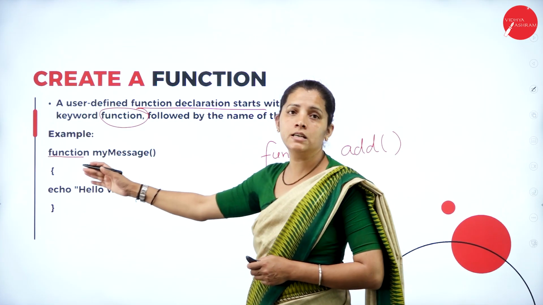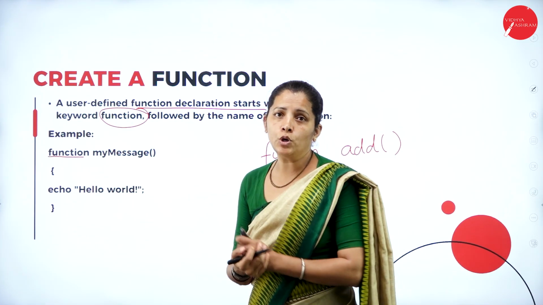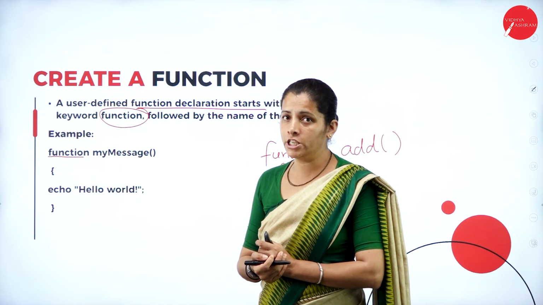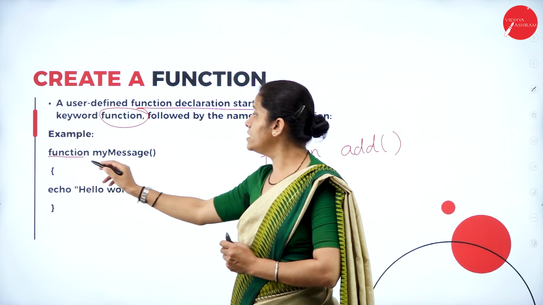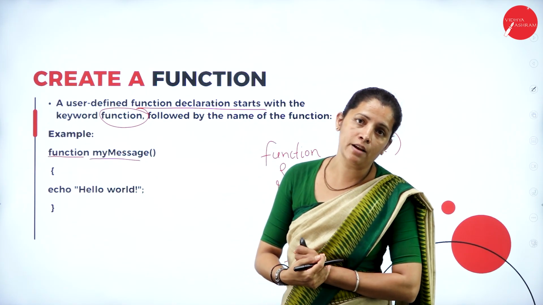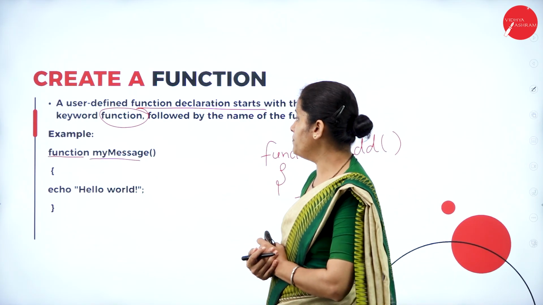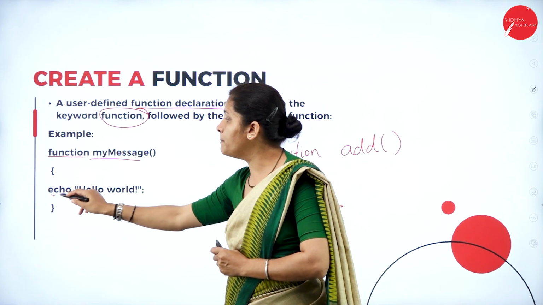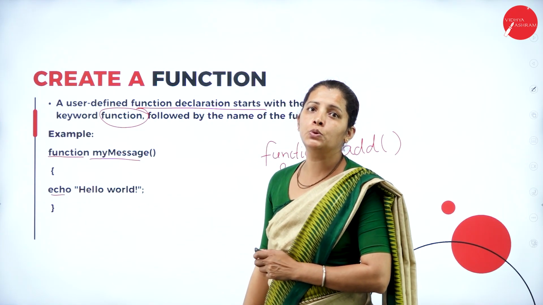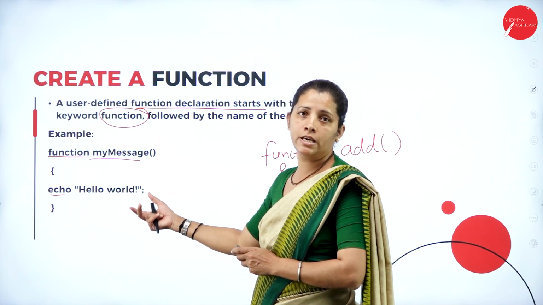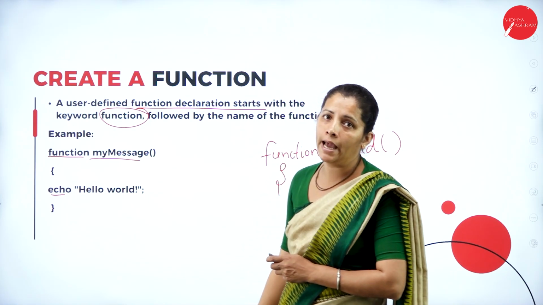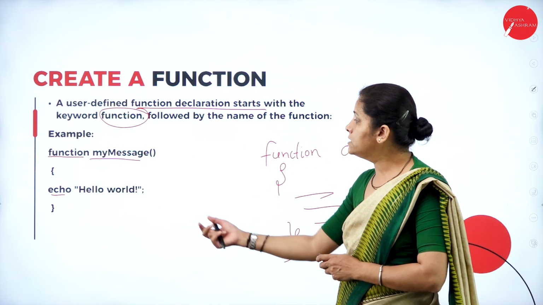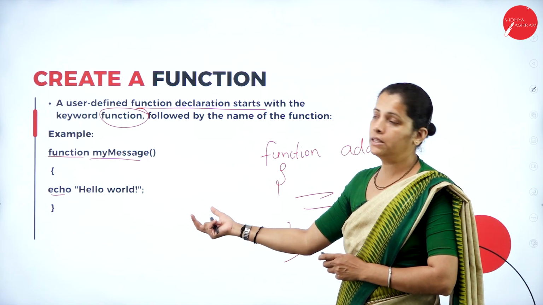If I consider this example, I want to display a message. For that, I'm writing the function. And what's my function name? My message itself is my function name. Echo is a method used to display the message on the monitor. What message do I want to display? That's nothing but hello world. And what is the output I can expect? That's nothing but hello world.